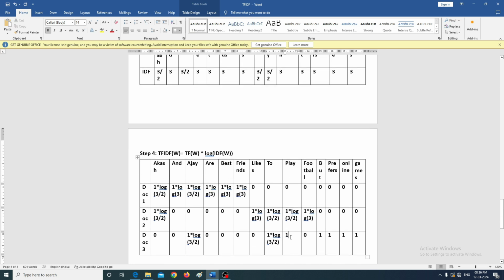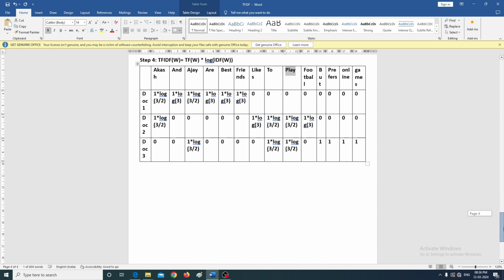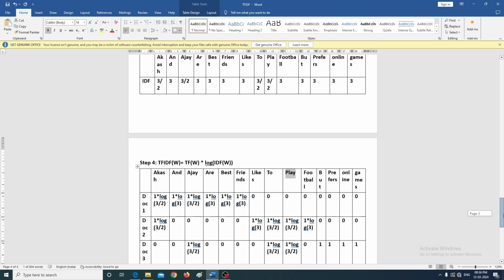Next, the play word. 1 is the term frequency for the play word. I am multiplying this value with log of IDF of W, log of IDF of play word. IDF of play word is 3 by 2. I am placing 3 by 2 here. This value is the TF IDF of play word. Next, football word. It is 0. So I am not going to calculate this TF IDF for this word.